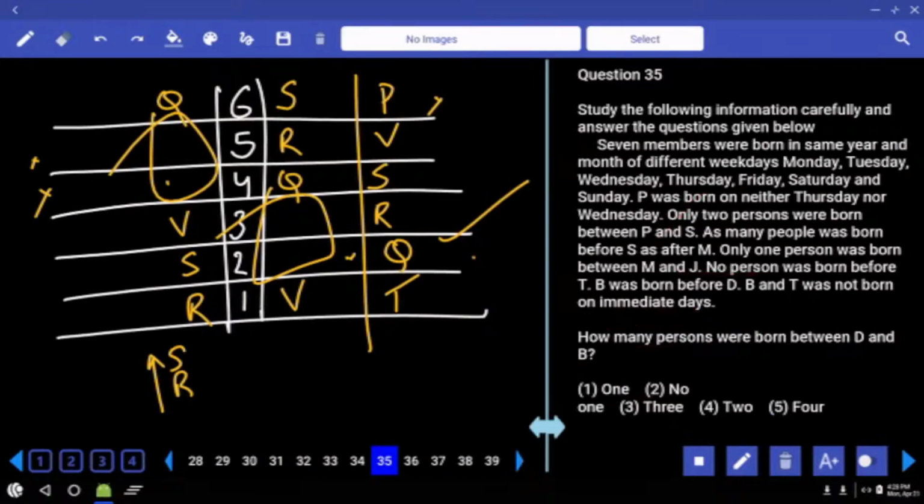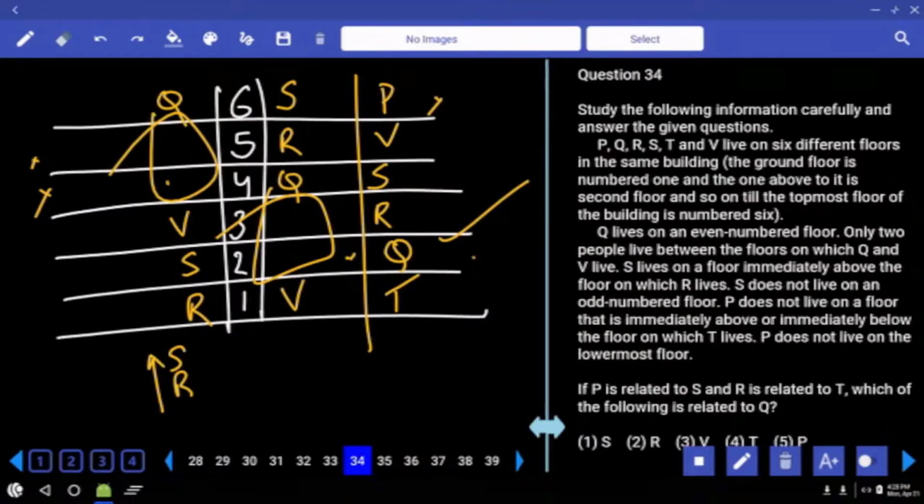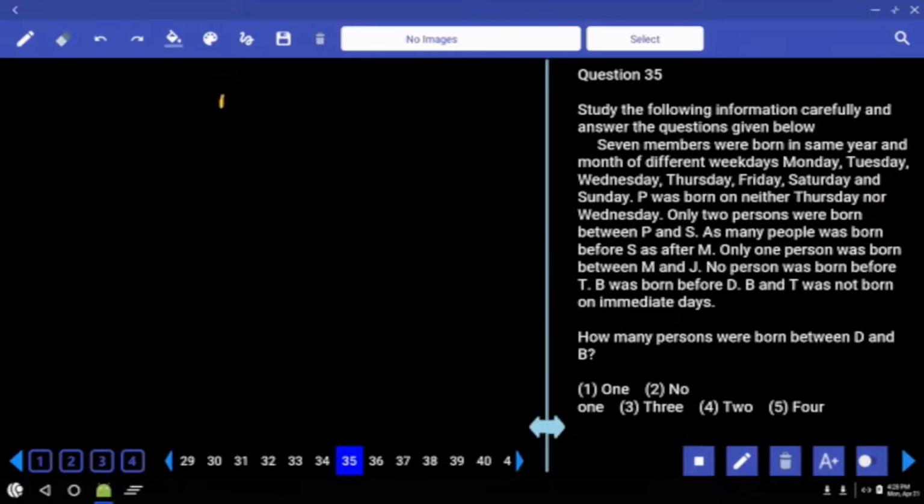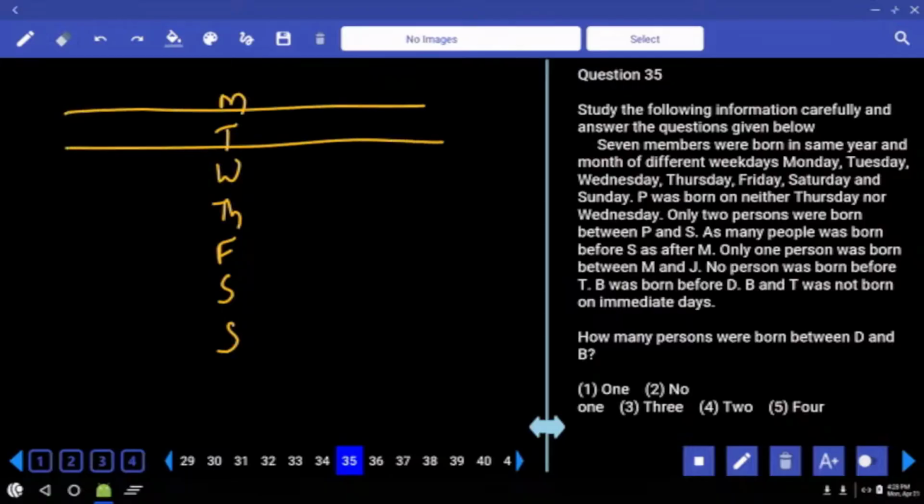The next one, 35 onwards. Now how many members were there? 7 members. Now 7 members were there, born in the same year, and the same month, on different weekdays. Now weekdays were given. First or the second priority? As first priority, Monday, Tuesday, Wednesday, Thursday, Friday, Saturday and Sunday. Then only 2 persons between P and S. In between P and S, how many?